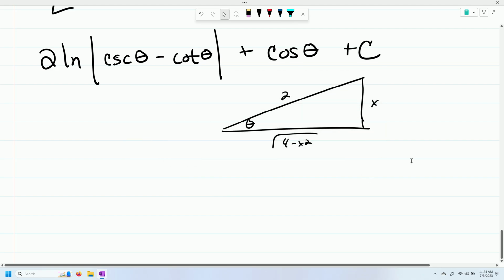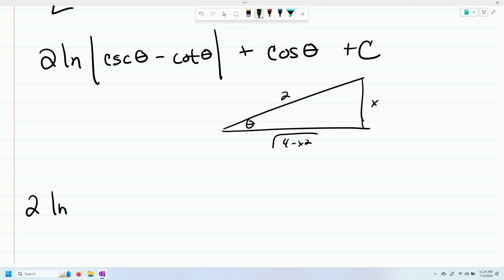Going from left to right, we have 2 times the natural log. Now, cosecant theta, you have to remember, is the reciprocal of sine theta. So if sine theta equals opposite over hypotenuse, cosecant theta is hypotenuse over opposite. So this is going to be hypotenuse, which is 2, over opposite, which is x. All right? So there's my substitution for cosecant theta.